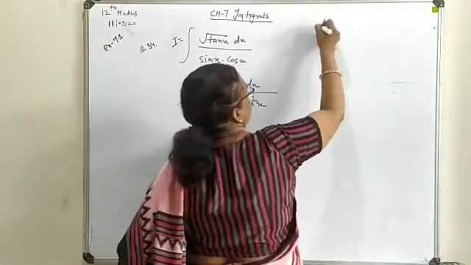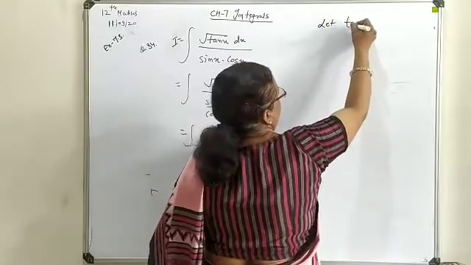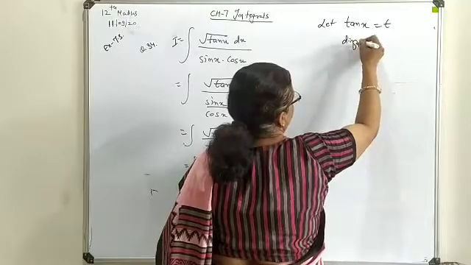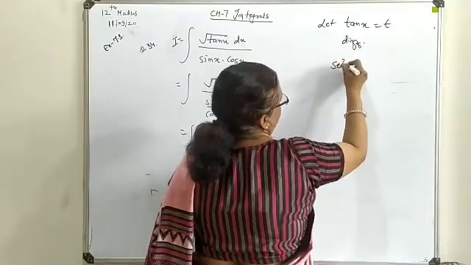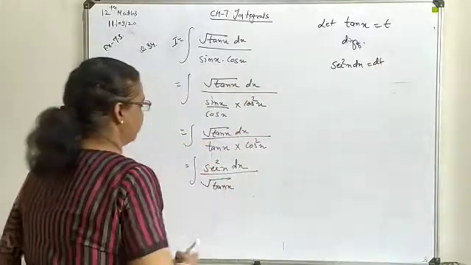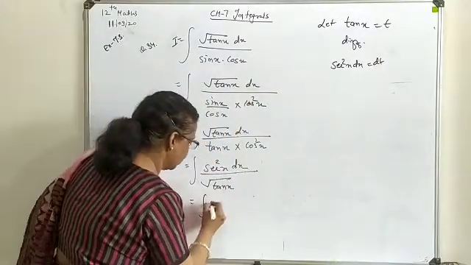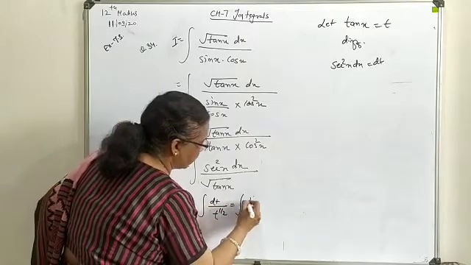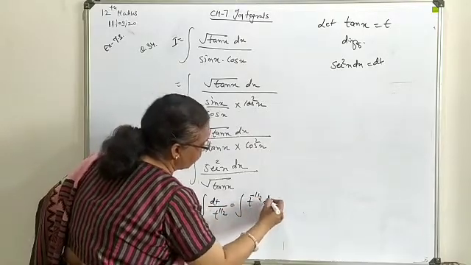So let tan of x be t. Make it differentiate. So sec square x dx is dt. Now replace everywhere. This is your dt. This is t power half, meaning for integration t power minus half is available.